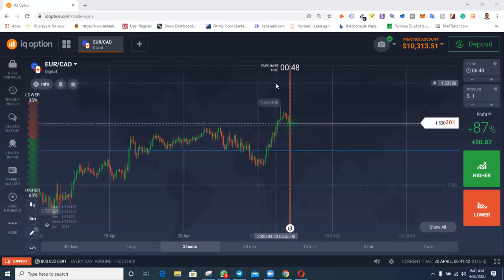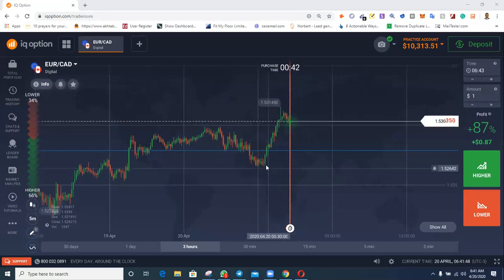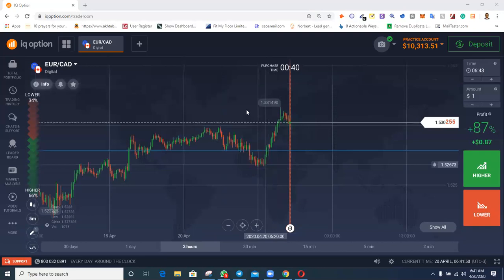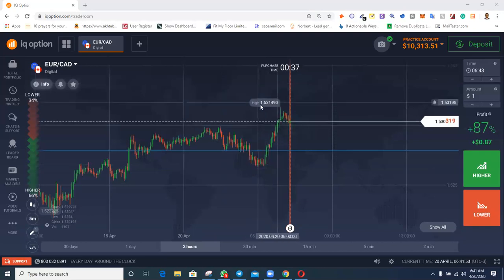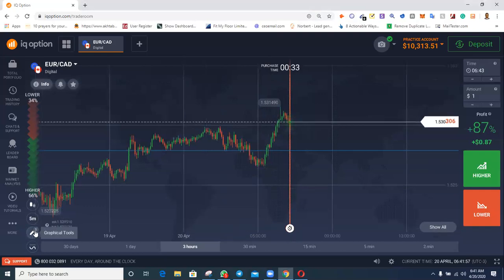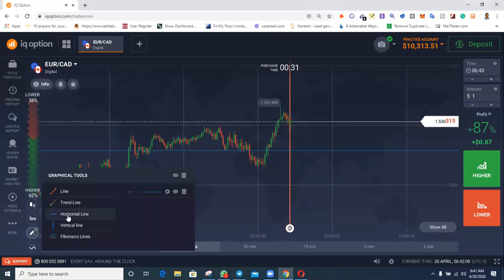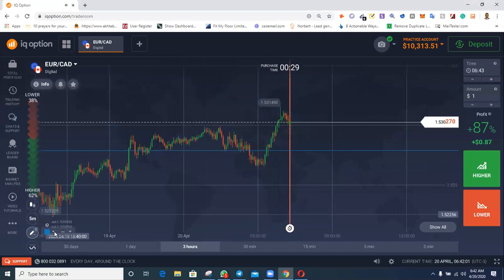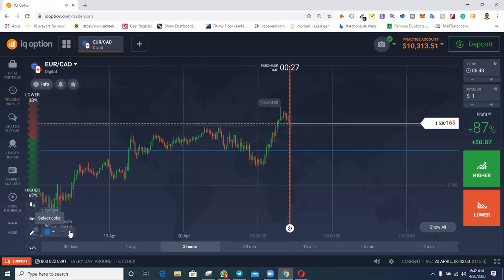It tested that level, but could not cross over it. Now, my understanding is that support is what we have at the bottom, and resistance is what we have at the top. That's my own understanding of it. I might be wrong. So now let's draw our line of support and resistance. For you to draw a perfect line of support and resistance, you need a minimum of 3 points.